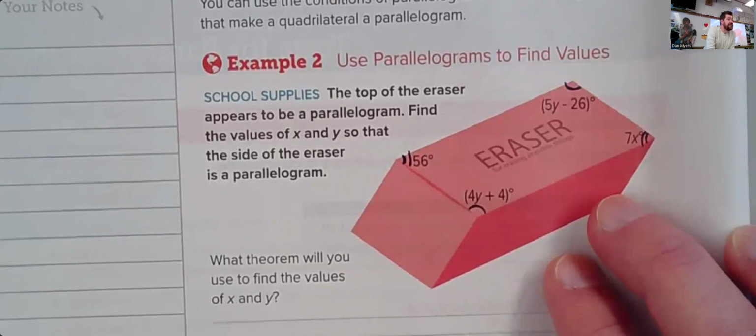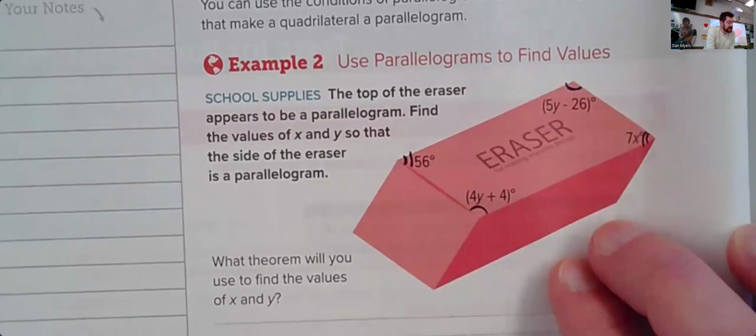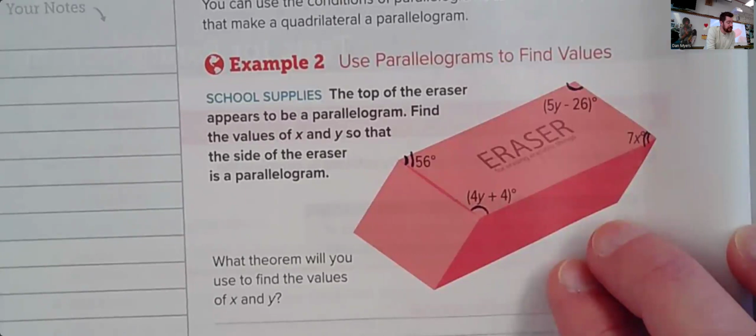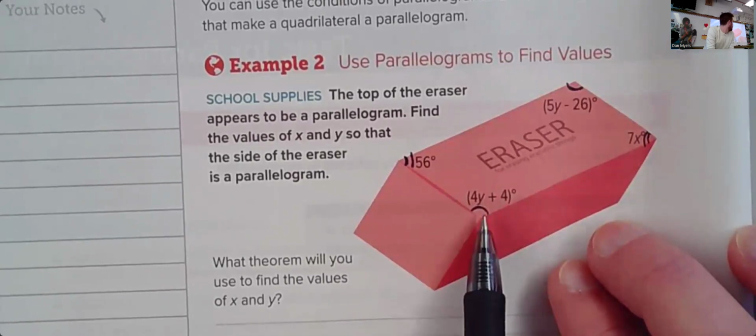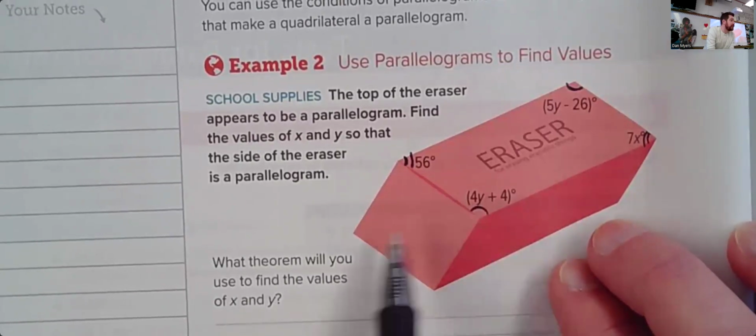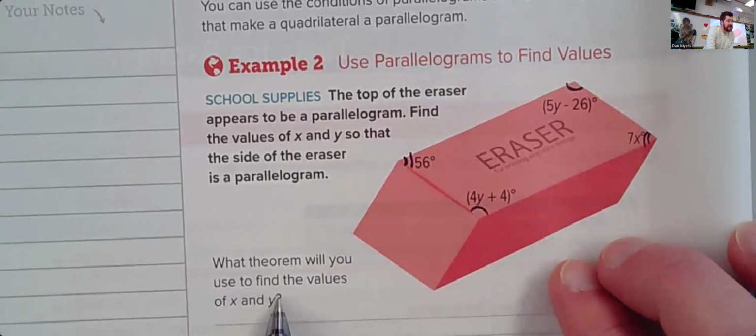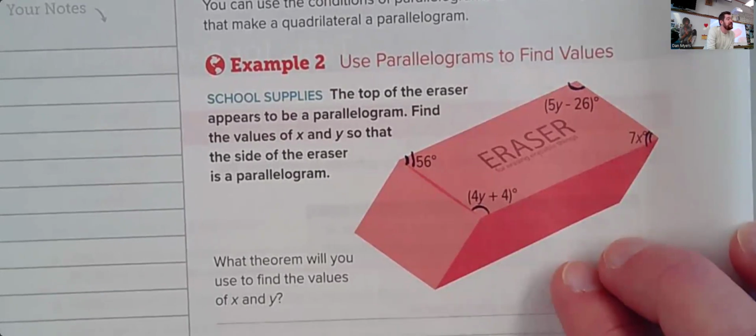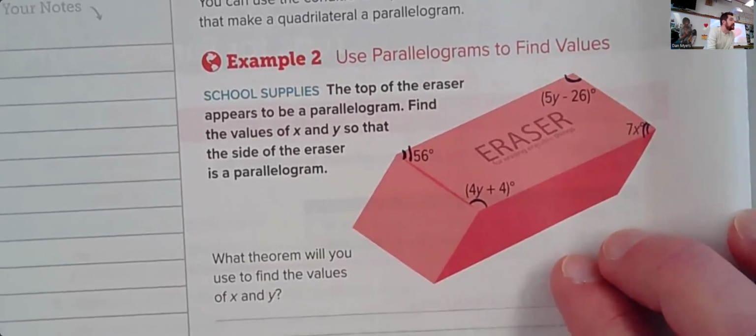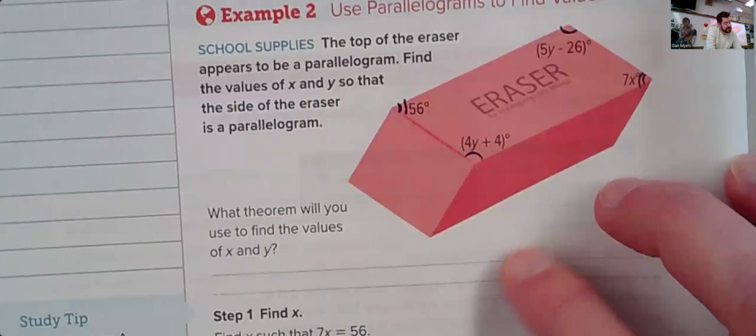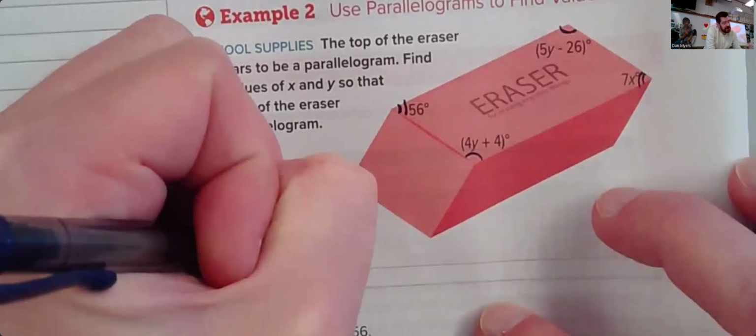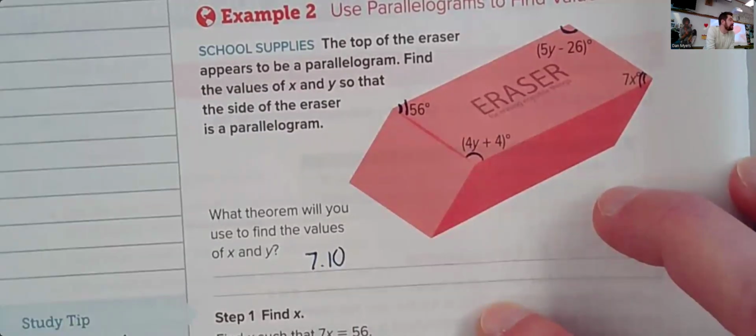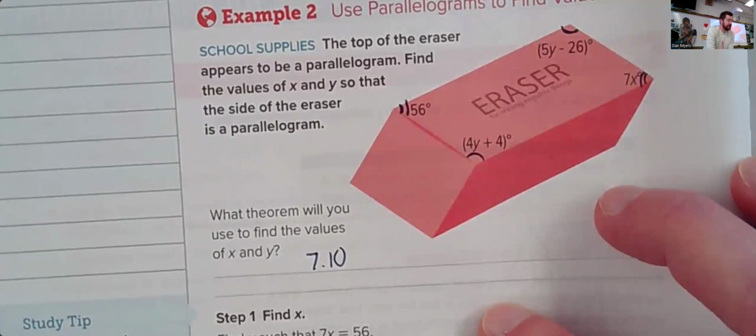So in terms of the values of X and Y that would make this an actual parallelogram, we'd have to set them equal and solve for Y and solve for X. Now, which of the theorems from the previous page are we using to make this happen? 7.10, yeah, that's the one that says that if you have a quadrilateral and the opposite angles are congruent, then you have a parallelogram. So it sets it up for us, right?